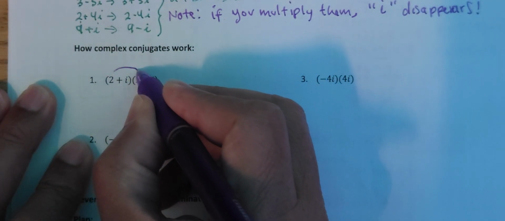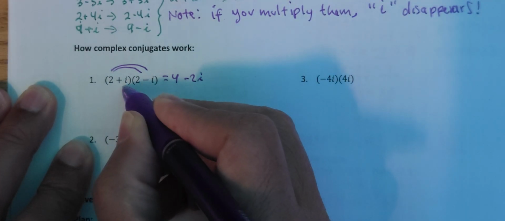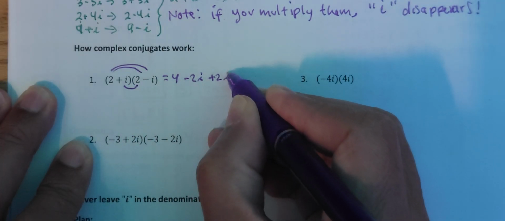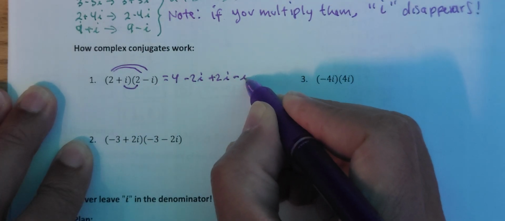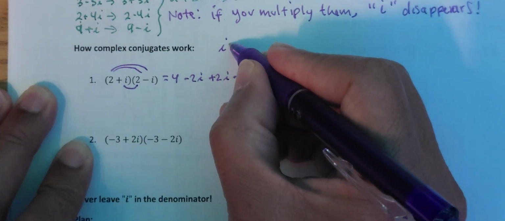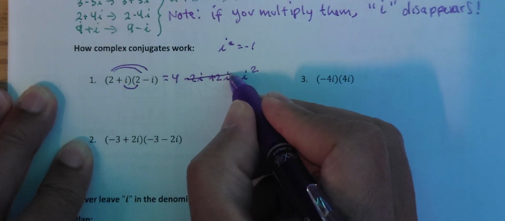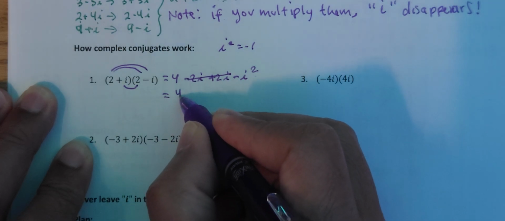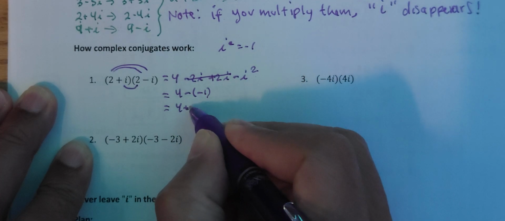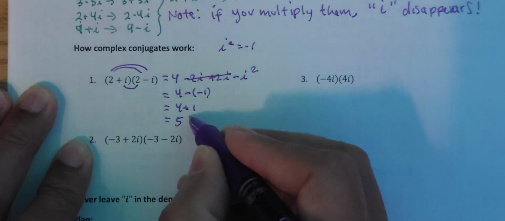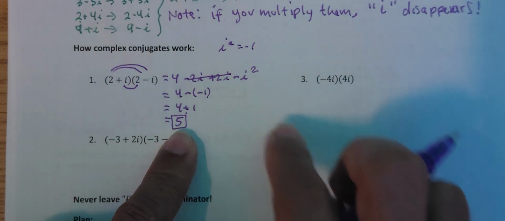For example, here when I multiply 2 times 2, that gives me 4. 2 times negative i, that's negative 2i. And i times 2, that's positive 2i. And I hope you can see these two are going to cancel, right? And then negative i times i, that's equal to negative i squared. Don't forget, i squared is equal to negative 1. Okay, so you saw that on the previous lesson. So then as you can see, this cancels. So then this is 4 minus i squared, where i squared is negative 1. So this is 4 plus 1, which means you get 5. So when we multiply these two complex numbers, we end up with the i disappearing.